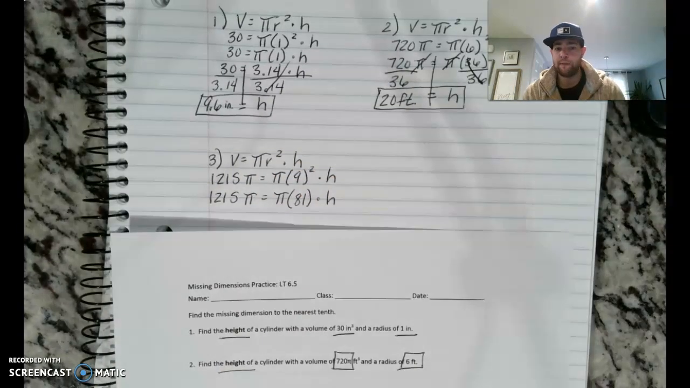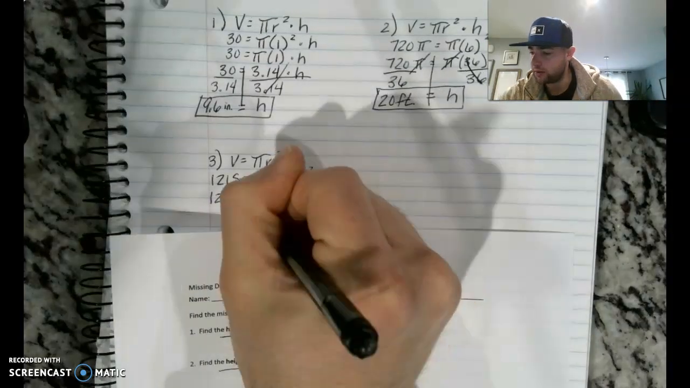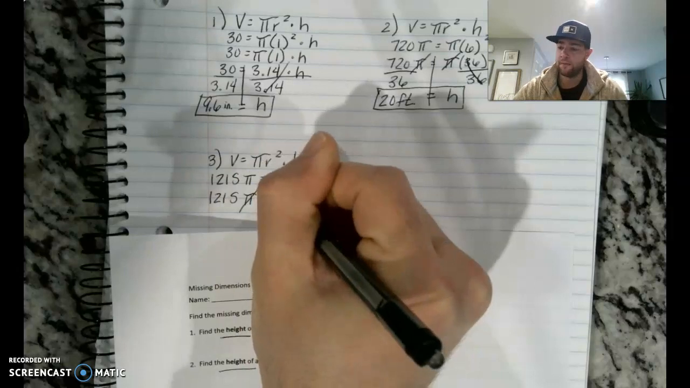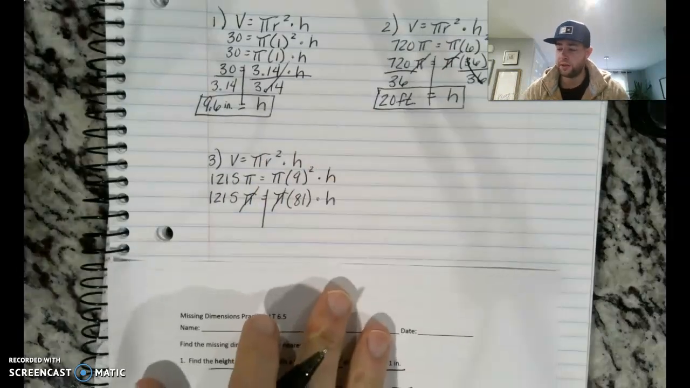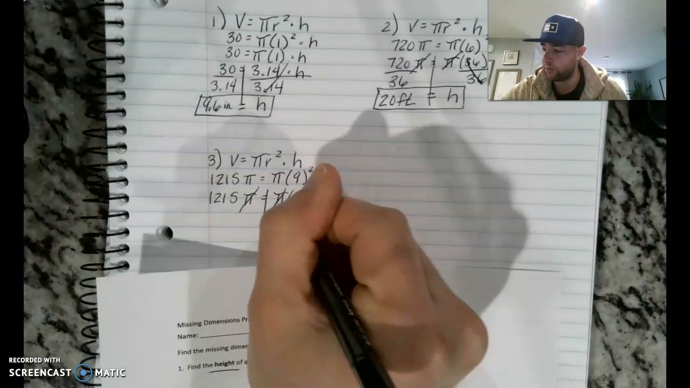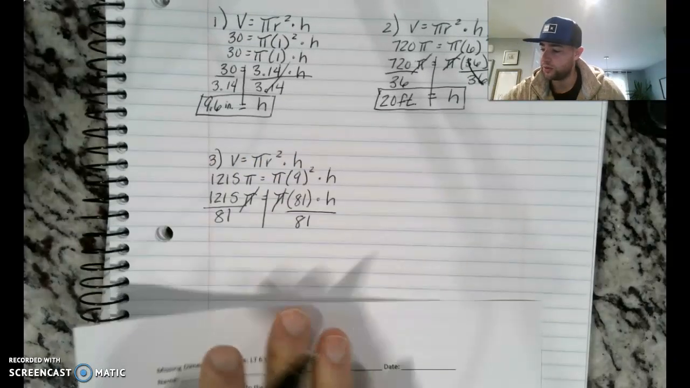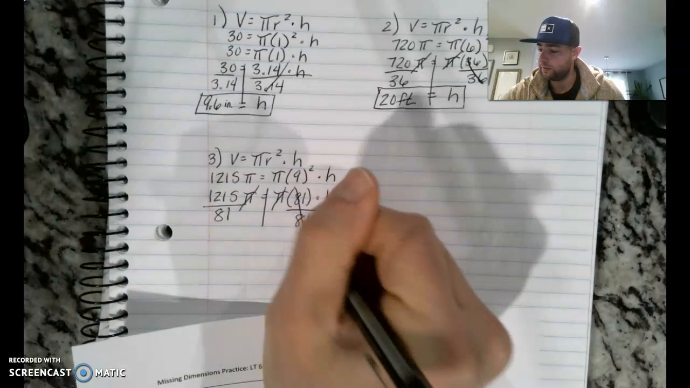And then again, I have pi on the left and the right side of my equal sign, so they're just going to cancel each other out. Just cross them out like that. And the last thing we're left with is 81 times h on the right hand side, so we're going to do the inverse of multiply, which is divide both sides by 81 to isolate our variable h. Show what cancels, bring down what's left.